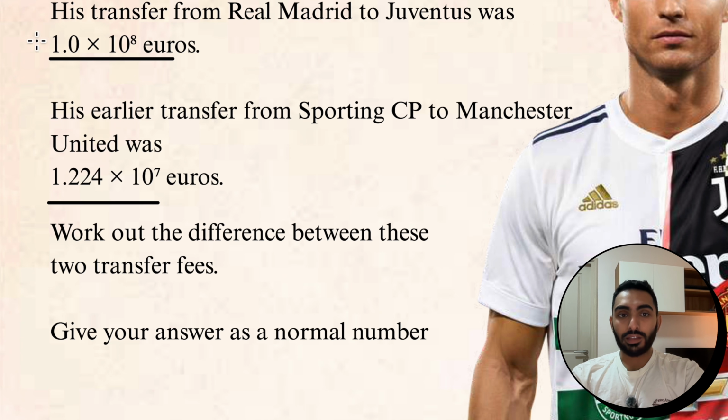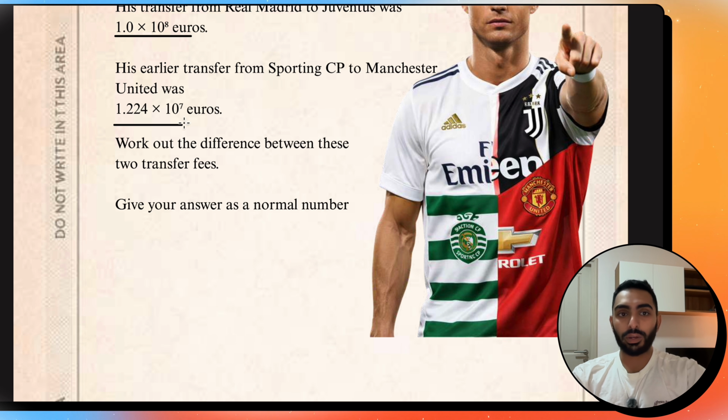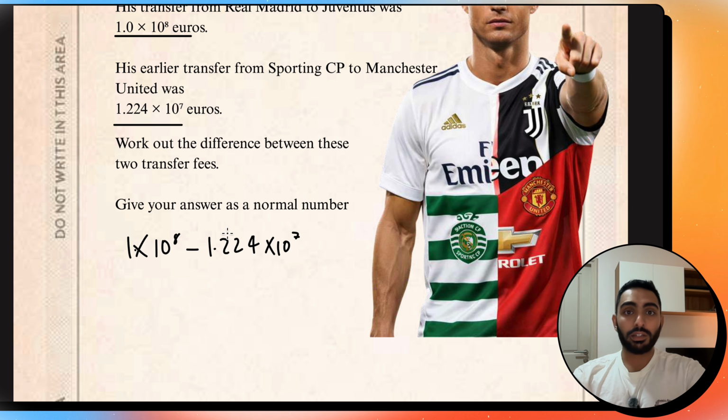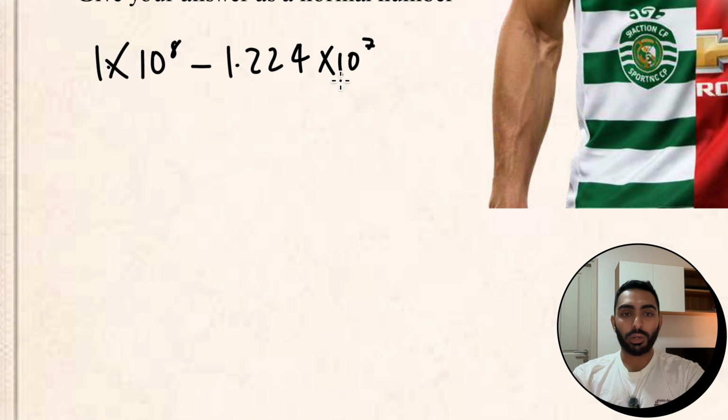First thing I can see is that this one is the bigger one because it's got 10 to the 8, and this one is a 10 to the 7. So I'm going to take away this one from that one. 1 times 10 to the 8 minus 1.224 times 10 to the 7. If you have standard form and you're adding and subtracting, we want these powers to be the same, and they're a little bit easier to work with.